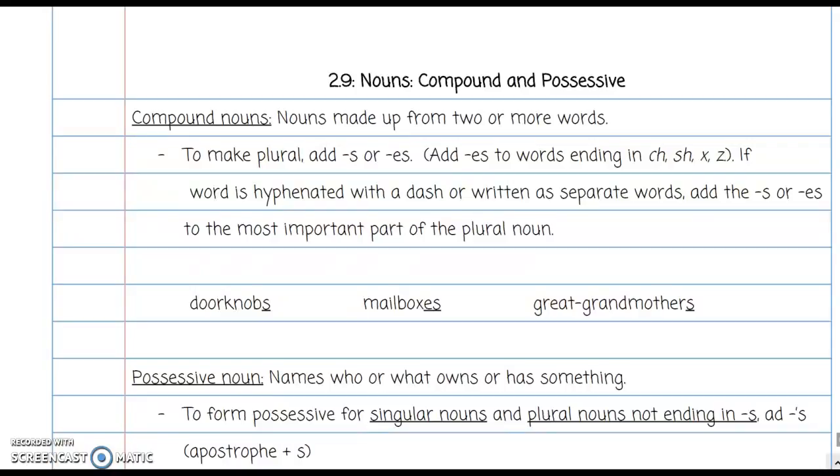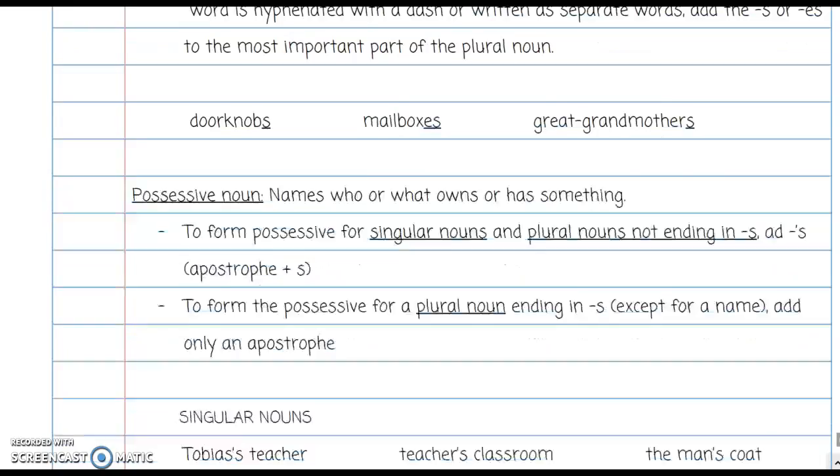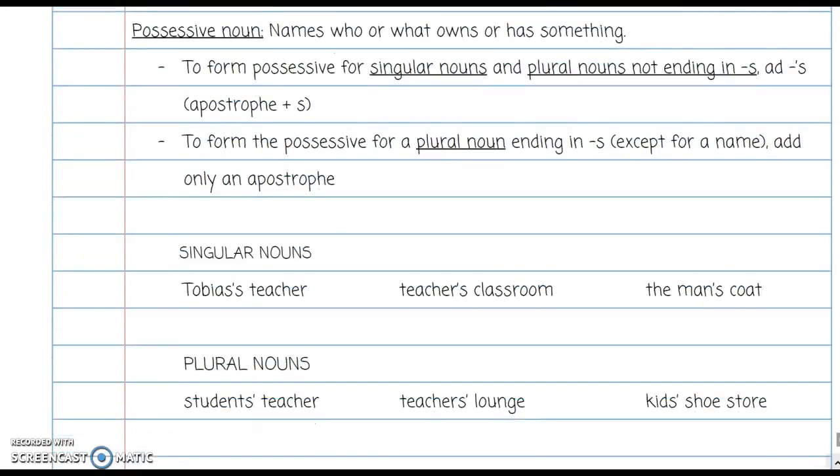Possessive nouns name who or what has or owns something. So, to form the possessive for singular nouns and plural nouns not ending in an s, add apostrophe s. To form the possessive for a plural noun ending in s, except for a name, add only an apostrophe.